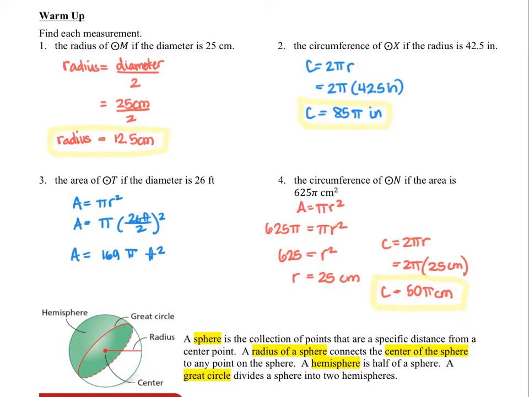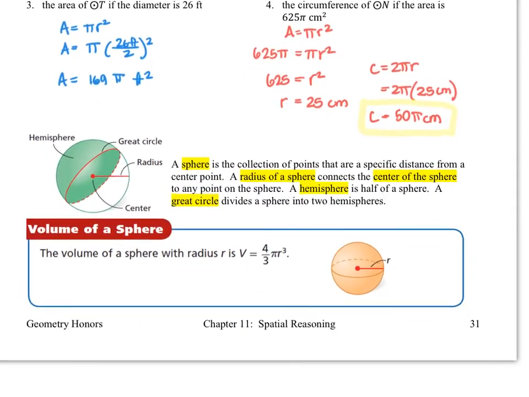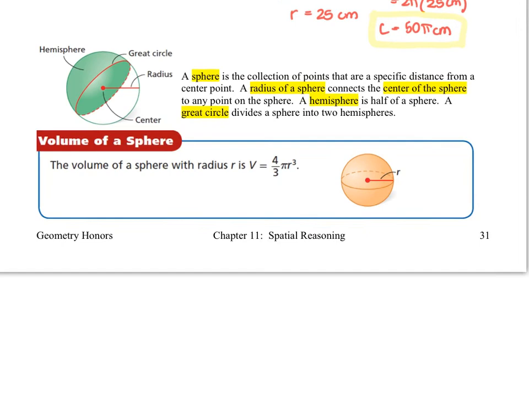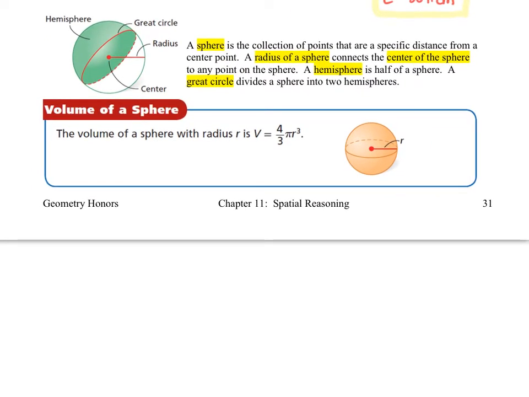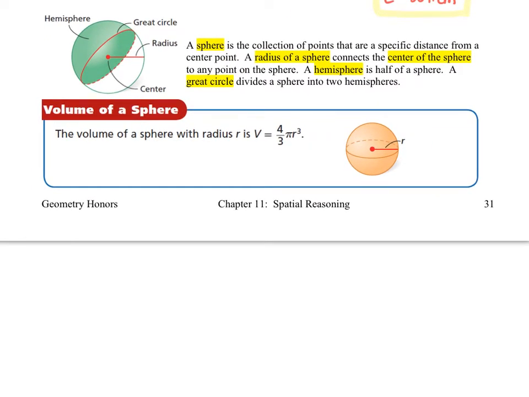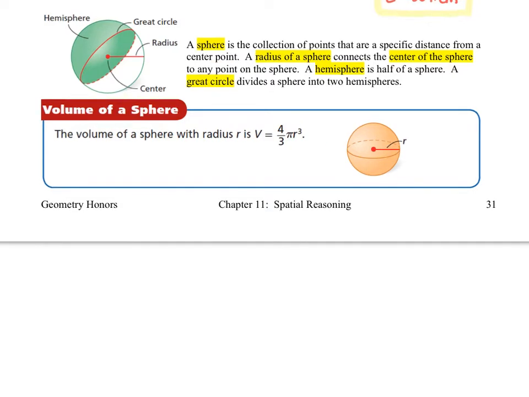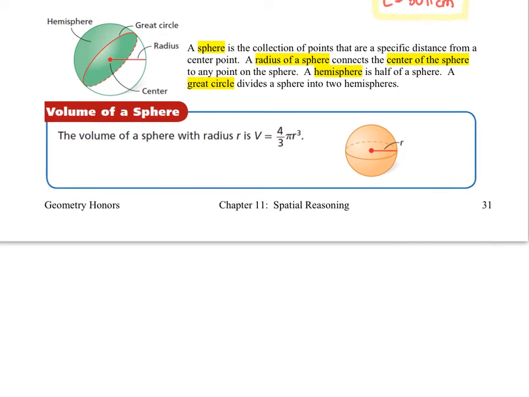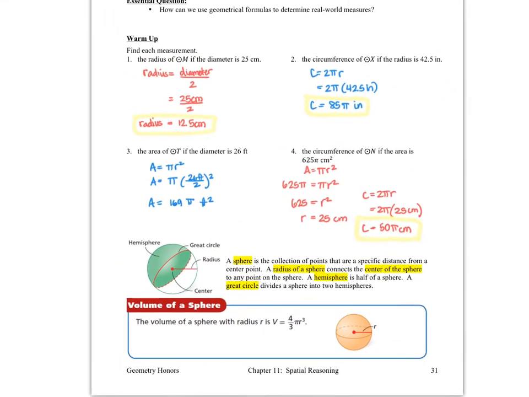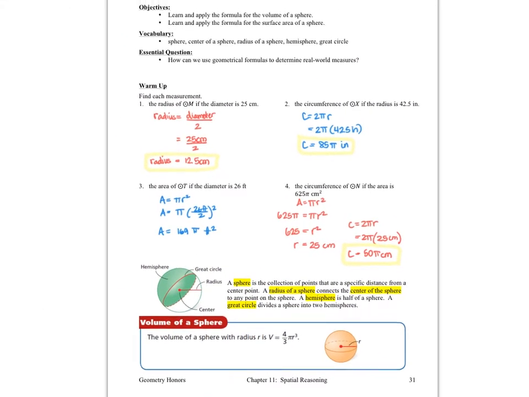A sphere is the collection of points that are a specific distance from a center point. And we have some new vocab. The radius of a sphere connects the center of the sphere to any point on the sphere. A hemisphere is half of a sphere, and the great circle divides a sphere into two hemispheres. The great circle is kind of like the equator, dividing the two hemispheres. Volume of a sphere can be found using the formula volume equals 4/3 pi r cubed, remembering that volume is a cubic measurement.